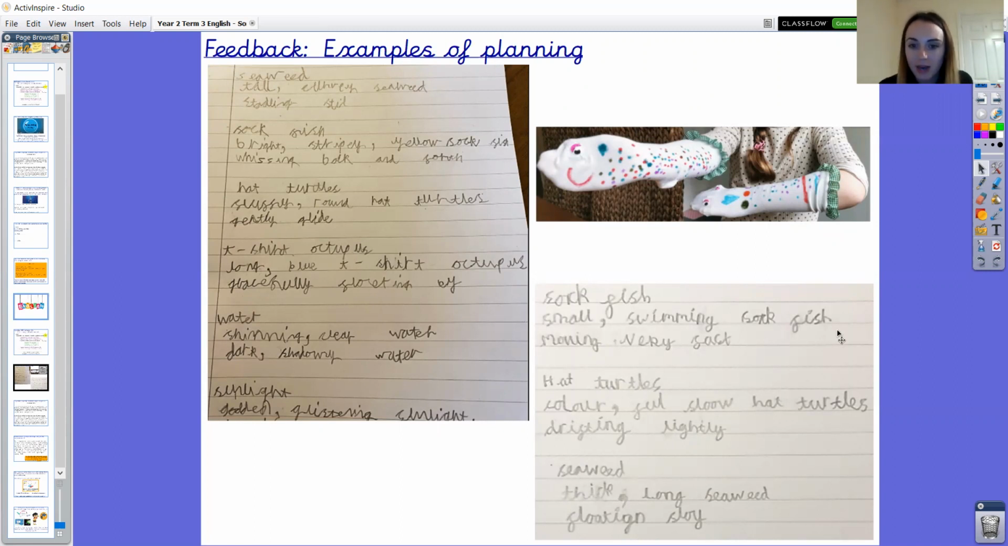I've got another example here to share with you. We've got small swimming sockfish moving very fast. Colourful, slow hat turtles drifting lightly. So again, a really interesting choice of adverb there to describe how the hat turtles were drifting. We've also got thick, long seaweed floating slowly. So I love how these children have been thinking about adverbs as well. They've really been challenging themselves to add detail to entertain the audience. So well done, Year 2. Although I've shared these two examples, you've all done so well, and I've really enjoyed reading your planning.